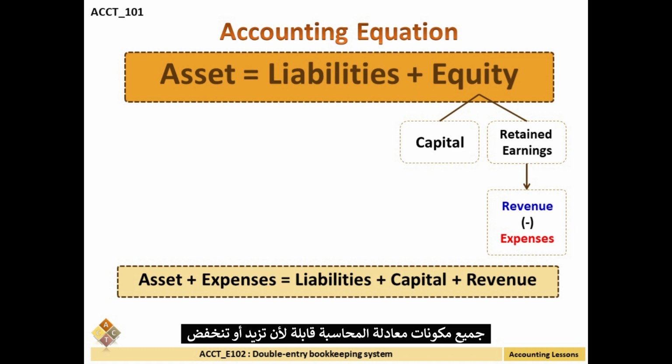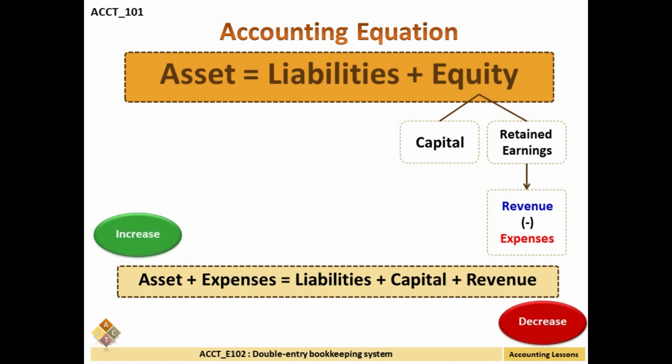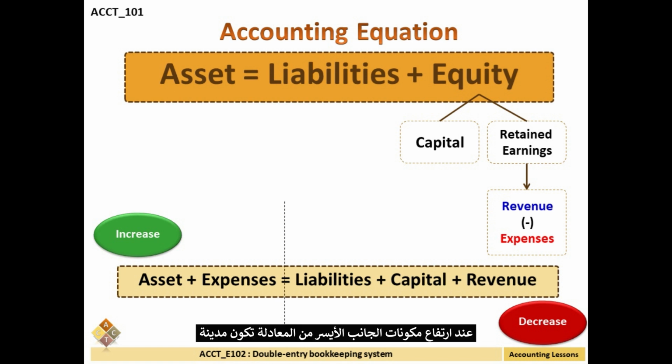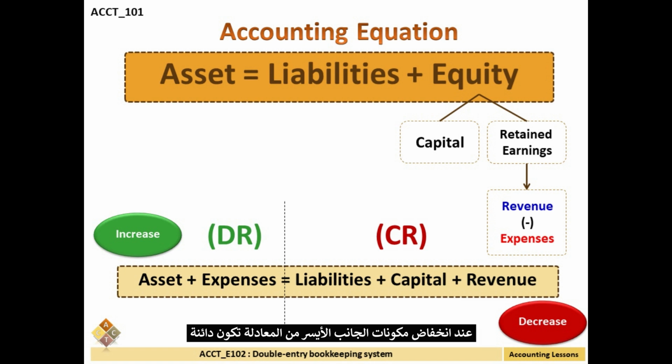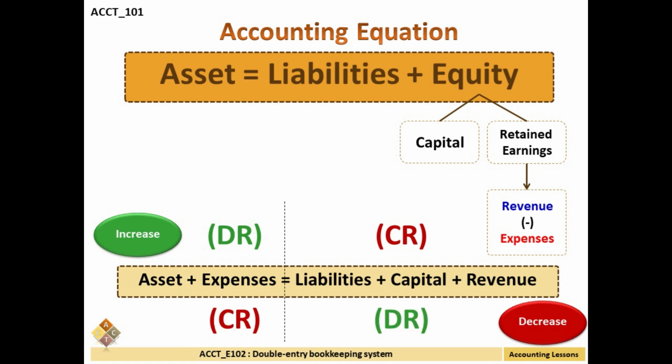All those elements of the accounting equation can be increased or decreased. When one of the left-hand elements of the equation is increased, that means it's debit. When one of the right-hand elements of the equation is increased, that means it's credit. When one of the left-hand elements of the equation is decreased, that also means it's credit. When one of the right-hand elements of the equation is decreased, that means it's debit.